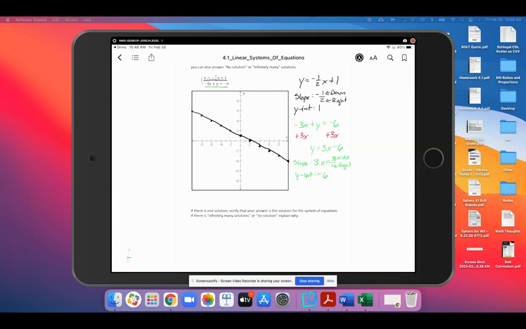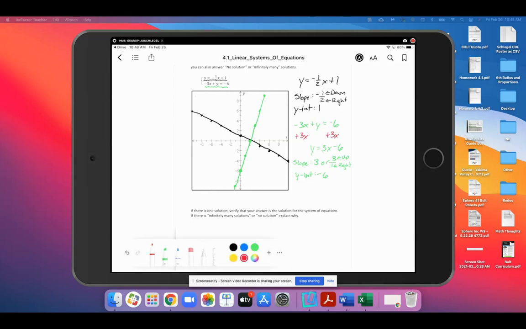Down here at -6 is where we would start, folks. And then our slope again is up 3 and to the right 1, up 3 to the right 1, repeating. And alternatively, down 3 and to the left 1. So our green line would look something like that.